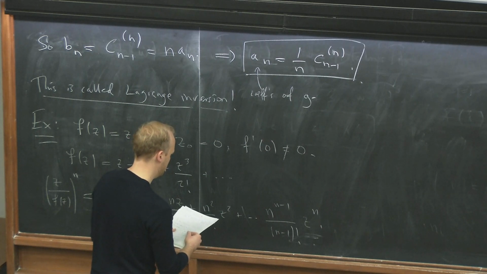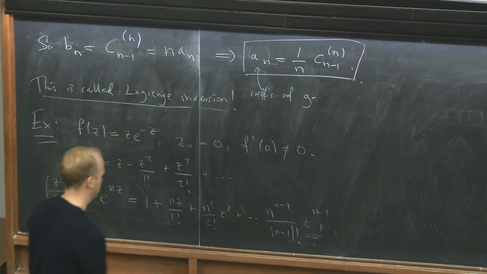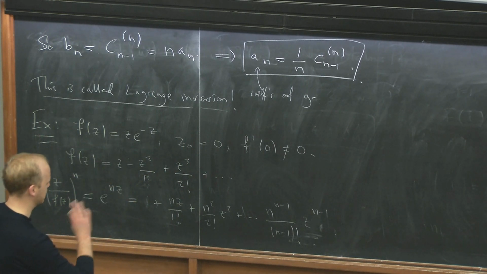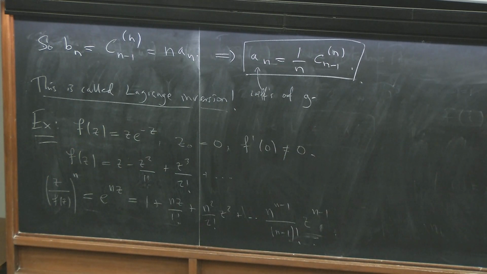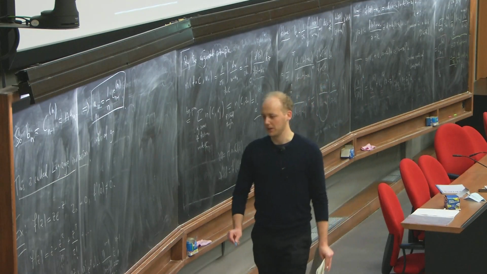Isn't it z to the n minus 1? Yeah, you're right. Yes, thank you. And this is exactly what I need, which is what confused me for one second. So remember again what I needed: I wanted the n minus first coefficient. So this is precisely what I need.